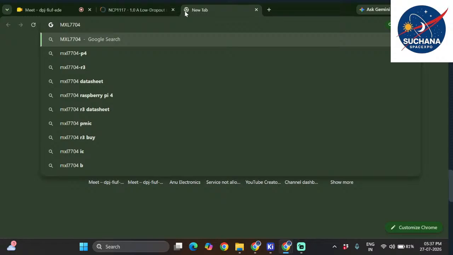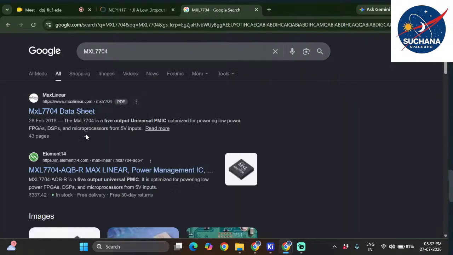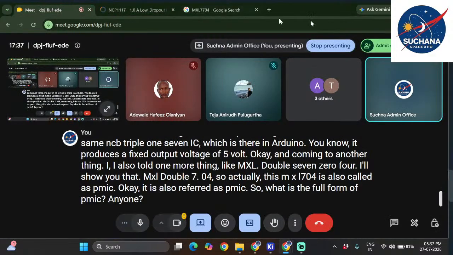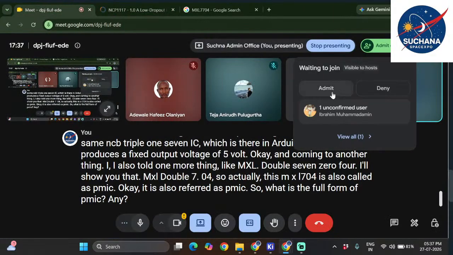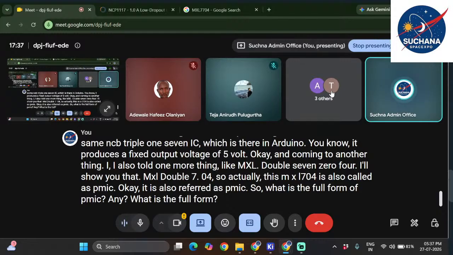So actually this MXL 7704 is also called a PMIC. Okay, it is also referred to as PMIC. So what is the full form of PMIC? Anyone? What is the full form of a PMIC?